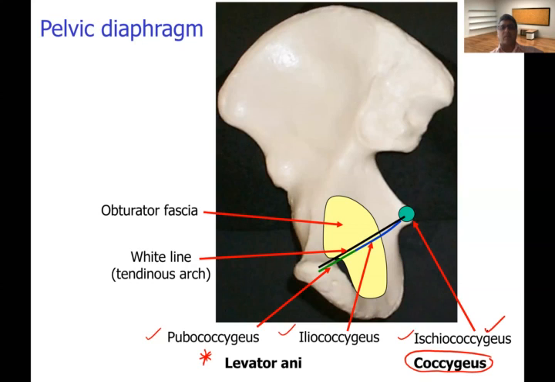So remember these terms. There are different terms. So the basic terms are pubococcygeus, iliococcygeus, and ischio-coccygeus. But someone can talk about levator ani or coccygeus. Now you know the basis of using these terms.